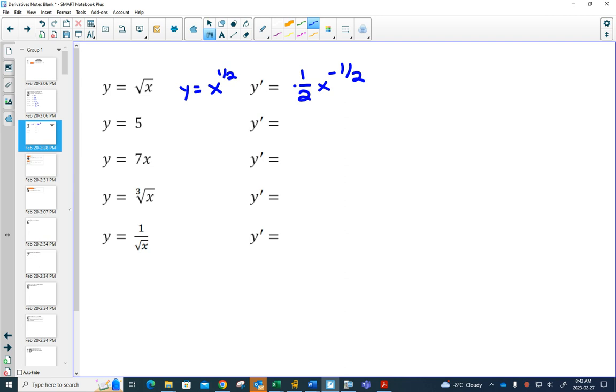Does the pattern work with just a number without an x? Well, yes. You're going to probably learn that anytime you have a constant, the derivative is 0. But if you thought of this as 5x to the 0, when that 0 comes out in front, it would make the whole thing 0. And it works for this one as well.